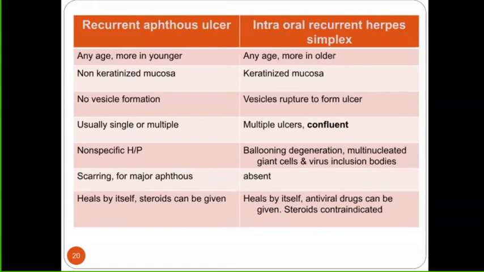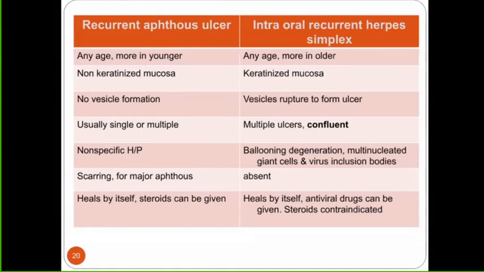Recurrent aphthous ulcer and herpes simplex. Okay. So now these are two more conditions where we have to differentiate the ulcers in herpes and aphthous ulcers. Aphthous ulcers can occur at any age, more in the younger, that means after the second decade of life. And herpes, the recurrent herpes will always occur later in life.